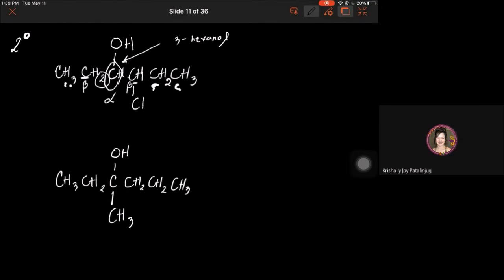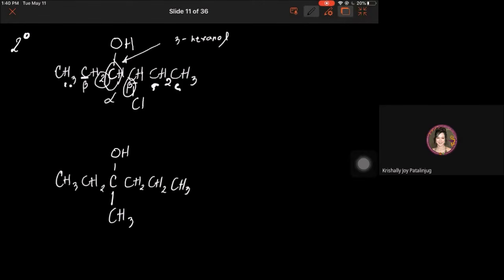Now, to predict which beta carbon will sacrifice and remove one hydrogen, what does Zaitsev's rule say? According to Zaitsev's rule, we remove the hydrogen from the beta carbon with the fewest number of hydrogen substituents. It says in your notes, fewest number of substituents. Tell me, the right or the left beta carbon? Very good. The right beta carbon will sacrifice a hydrogen, it will remove the hydrogen.